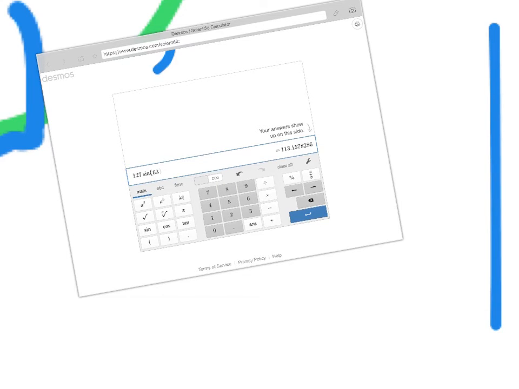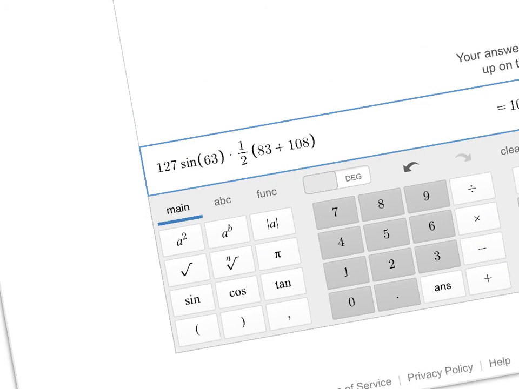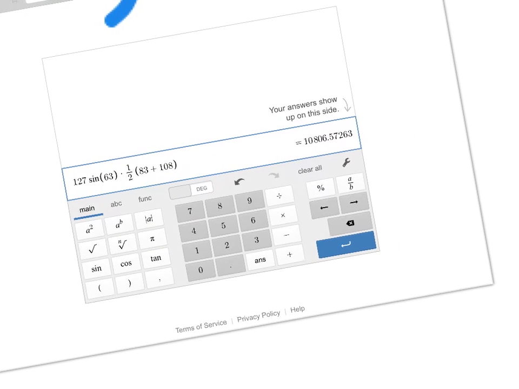We got 1/2. And then we're going to multiply that times the 83 plus the 1/2, 83 plus 108. All right. So that's going to be pretty exact there.